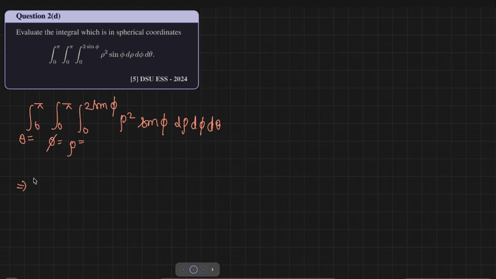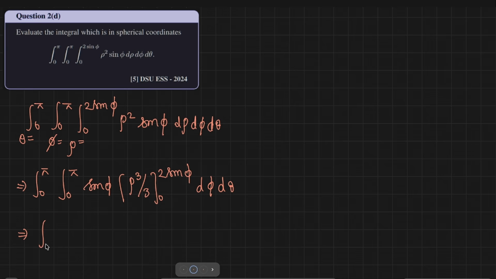Start with the integration. Here there is no integration for theta, it is rho square, 0 to pi, 0 to pi. I can take sine phi as it is. Integration of rho square is rho cube by 3, 0 to 2 sine phi, and this is d phi d theta. Now put the values for the limit, lower limit, sine phi. Once you put the value, I can take 3 outside. So this is 8 sine cube phi, 8 sine cube phi minus 0, d phi.